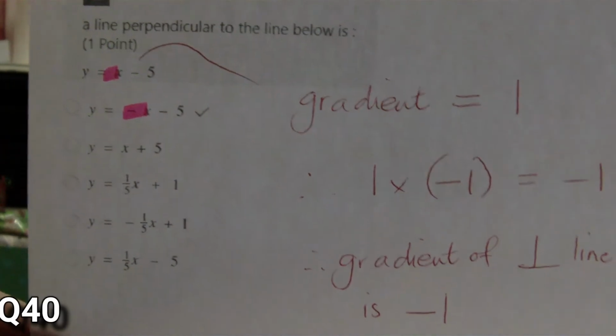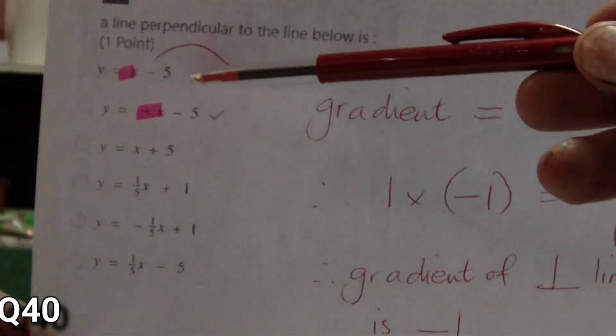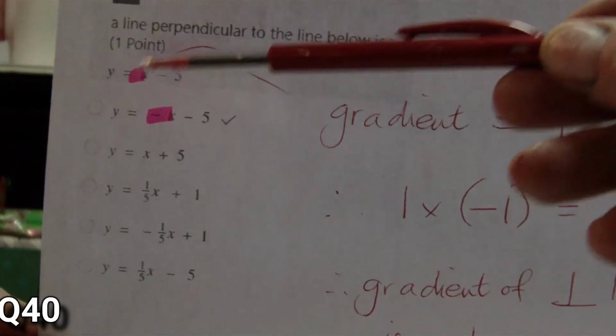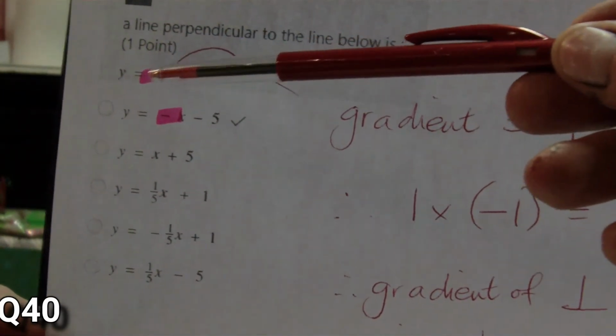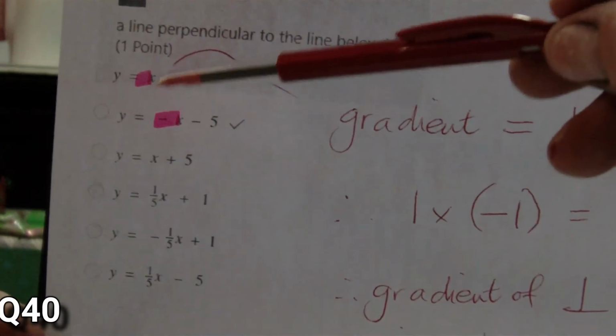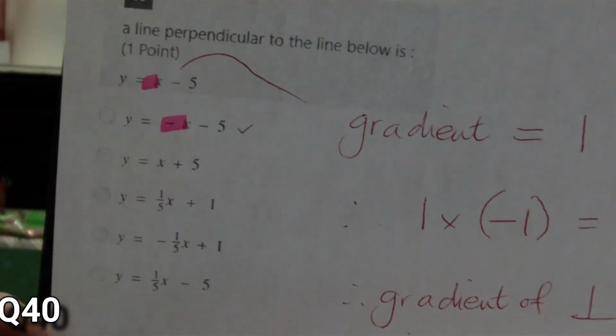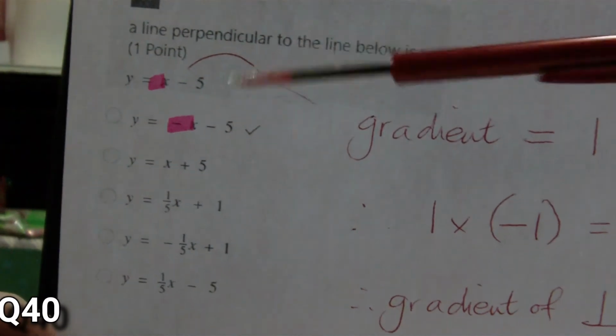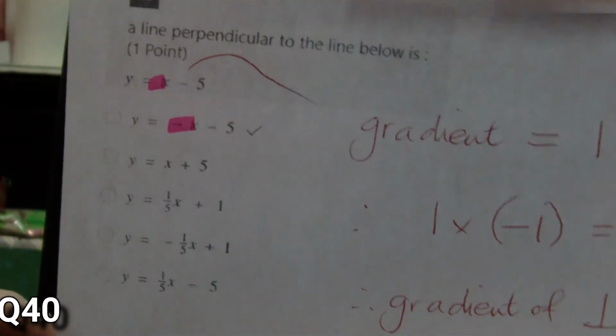And the last one, they want a line perpendicular to this. What's its gradient? 1. There's nothing in front of the x, so you know it's 1x. So it's what we just discussed. 1 over 1, when you flip it, it's still 1 over 1, but change the sign. So it's the one with a gradient of negative 1, which is the first one.